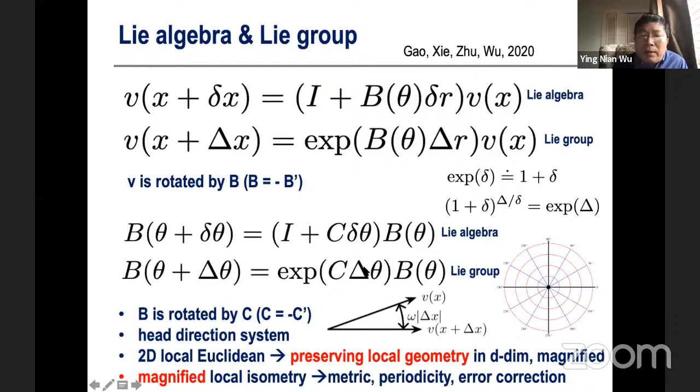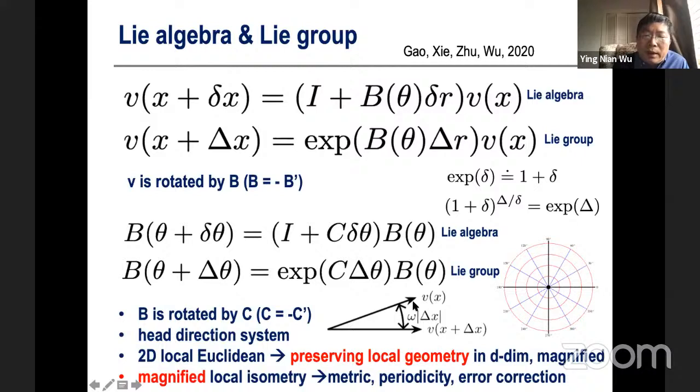So here, this rotation actually mirrors the rotation in this 2D space. And here, this rotation is representing the displacement. So the 2D displacement is represented by this rotation. And the change of direction is also naturally represented by another rotation. So we preserve this local geometry.